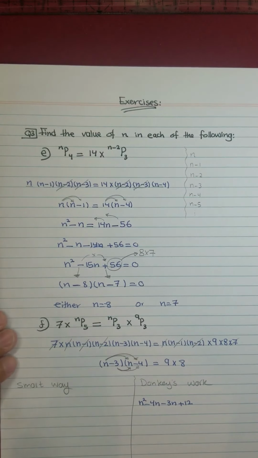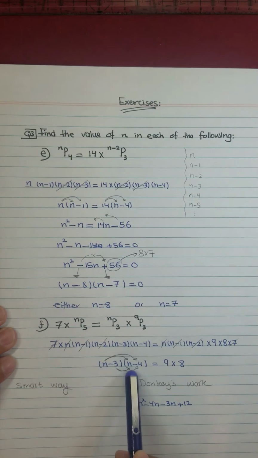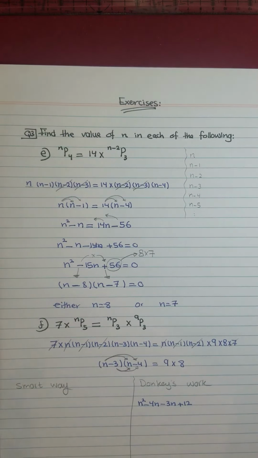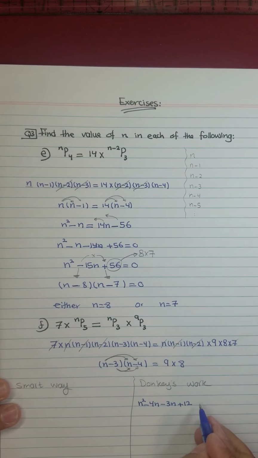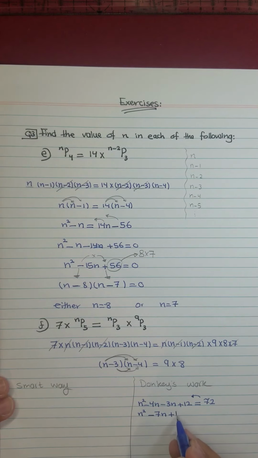Okay, now, so we were opening these two brackets by foiling, so we foiled them. We got this expression equals to, in the other side, 9 times 8, which is 72. Now, this is a quadratic equation, so we need to take this to the other side. So we have n squared minus 4n and minus 3n is actually minus 7n. They're both negative, we add them. Plus 12 minus 72 equals to 0.